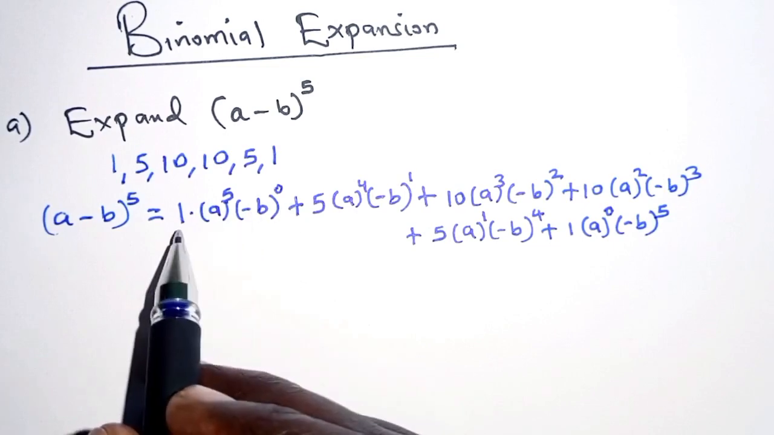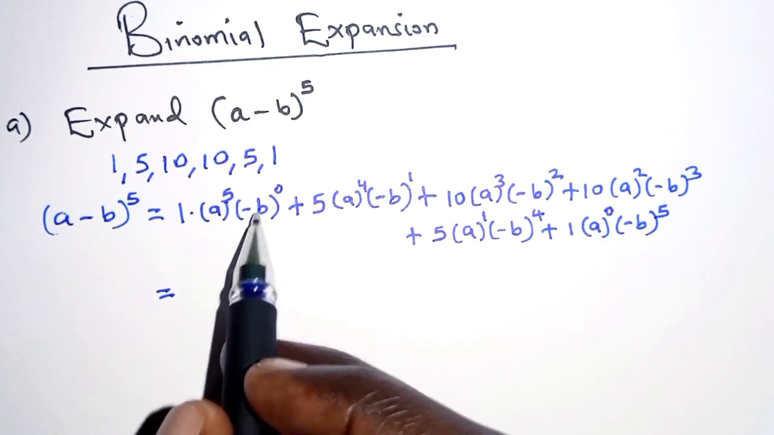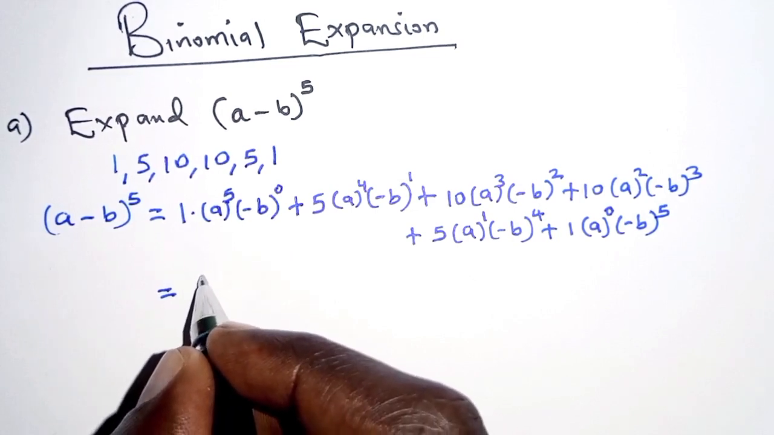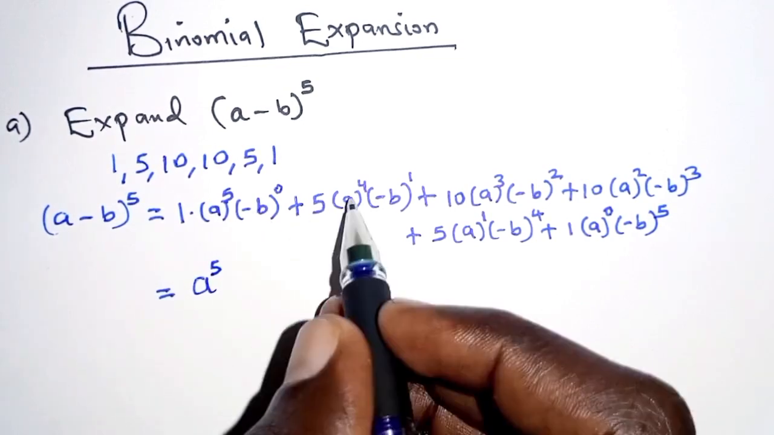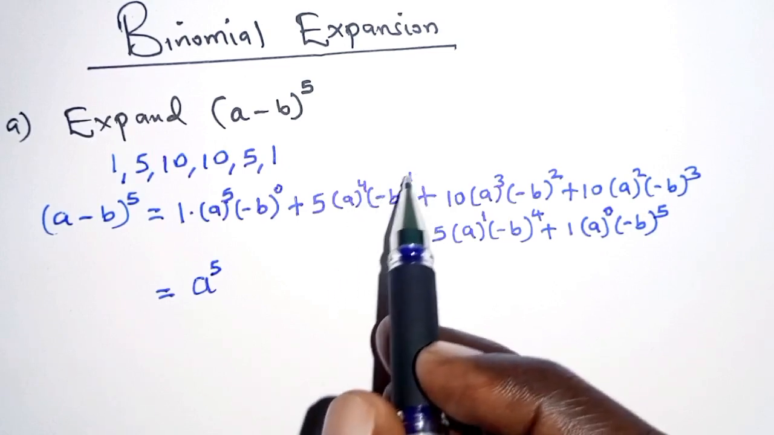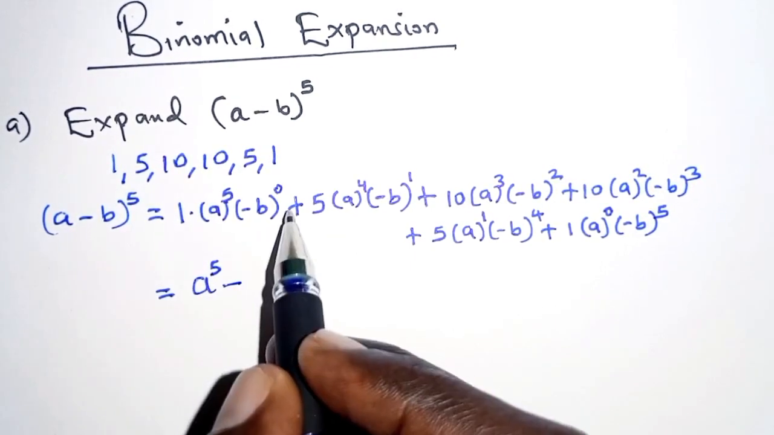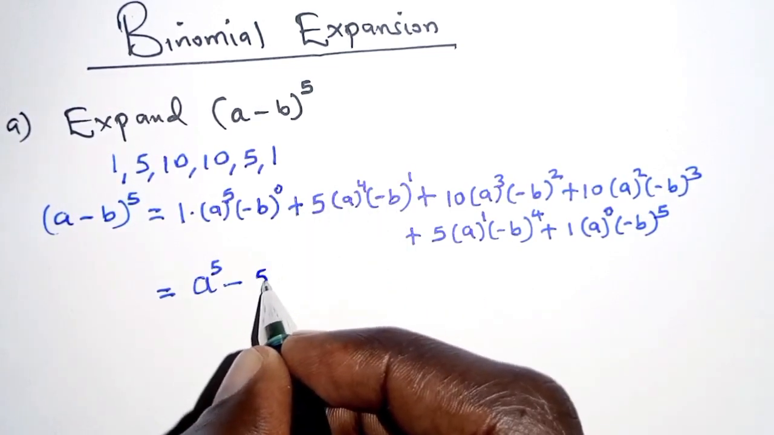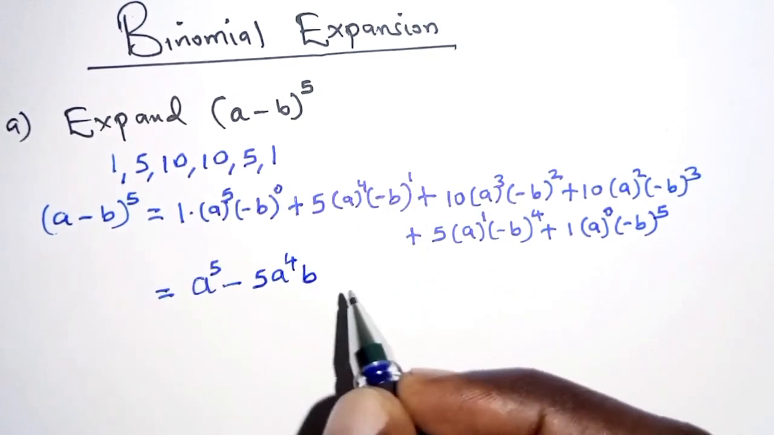For the first part, we have 1 times a^5, that is a^5, but negative b raised to 0 is just 1. So for this part we have 1 times a^5 times 1. For the second part, the power of negative b is 1, which is odd, so the result is negative: positive times negative is negative. The rest becomes 5a^4 times b^1, which is just b.